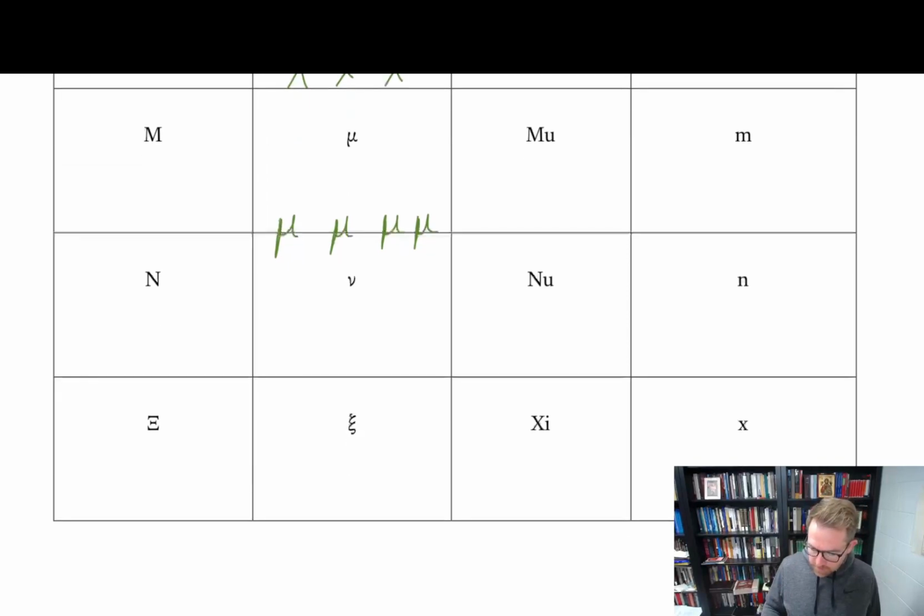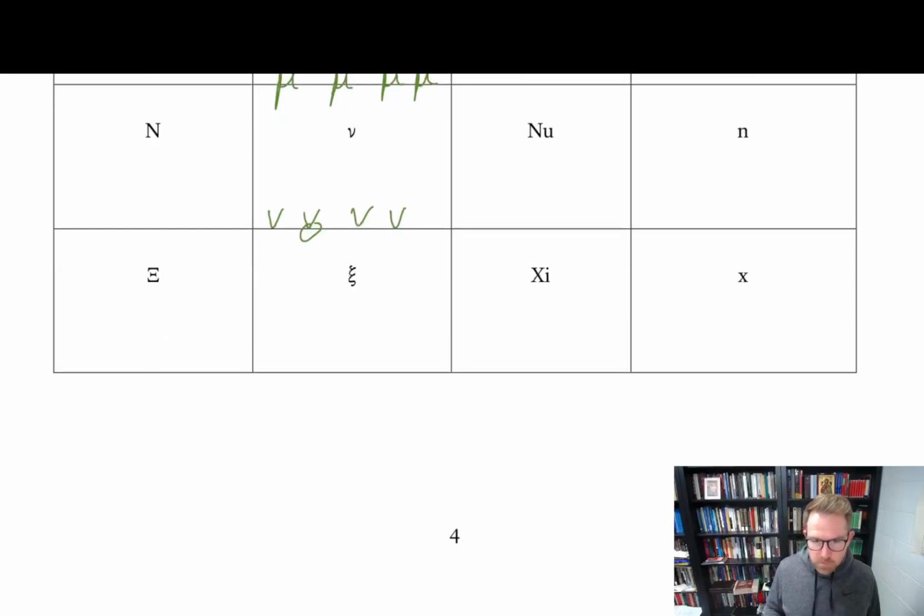Nu. This looks like a V. If you're not paying attention, you're going to confuse this for a V. It's a nu. It's got that pointed bottom here. So it's a nu. So when you're reading this, don't pronounce it v. It's n. Nu. Xi. This is probably the hardest letter to draw.